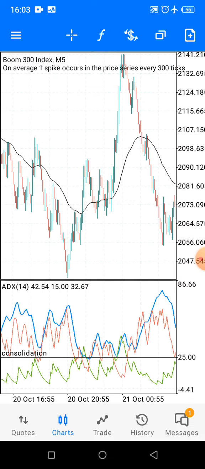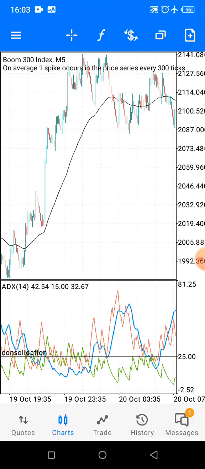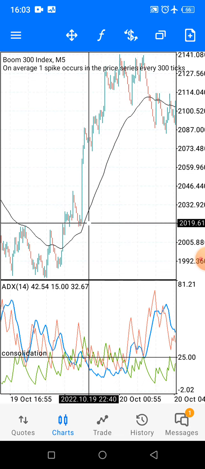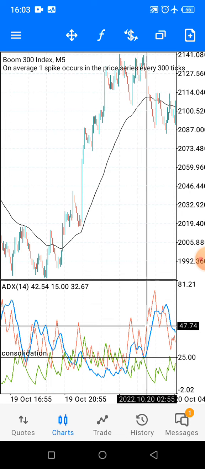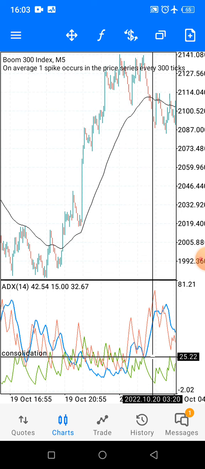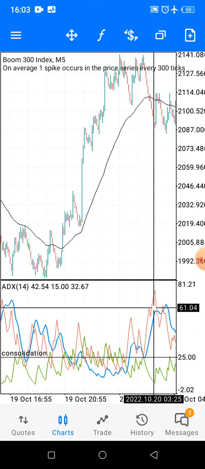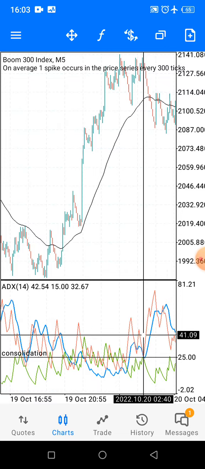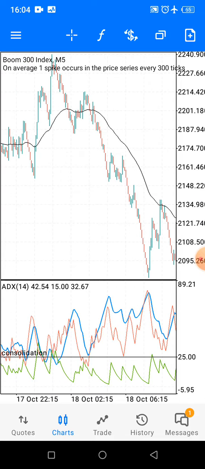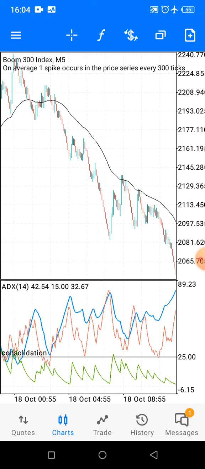Then click on done. After you set up your indicators, it should look something like this. The level 25 we're going to be using on the blue line only. The blue line is going to tell us if the market is consolidating or not, if it is safe to enter at that time or not. And then the green and the red are going to tell us the trend. If the red line is on top, it means the market is selling, and if the green is on top, it means the market is buying.